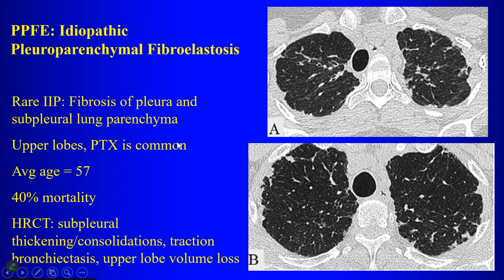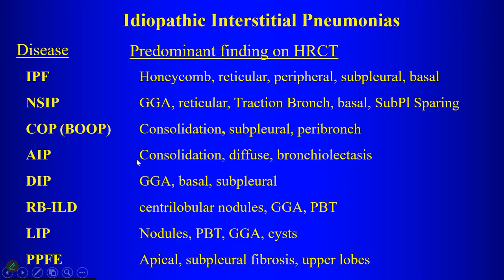Upper lobes can be associated with pneumothorax. Very rare. You're very unlikely to make this diagnosis prospectively. But it is there, and if you're asked, upper lobe subpleural distribution of fibrosis, which idiopathic interstitial pneumonia, that's the one. Okay? So in terms of these, IPF: honeycombing, reticular, peripheral, subpleural, basal.